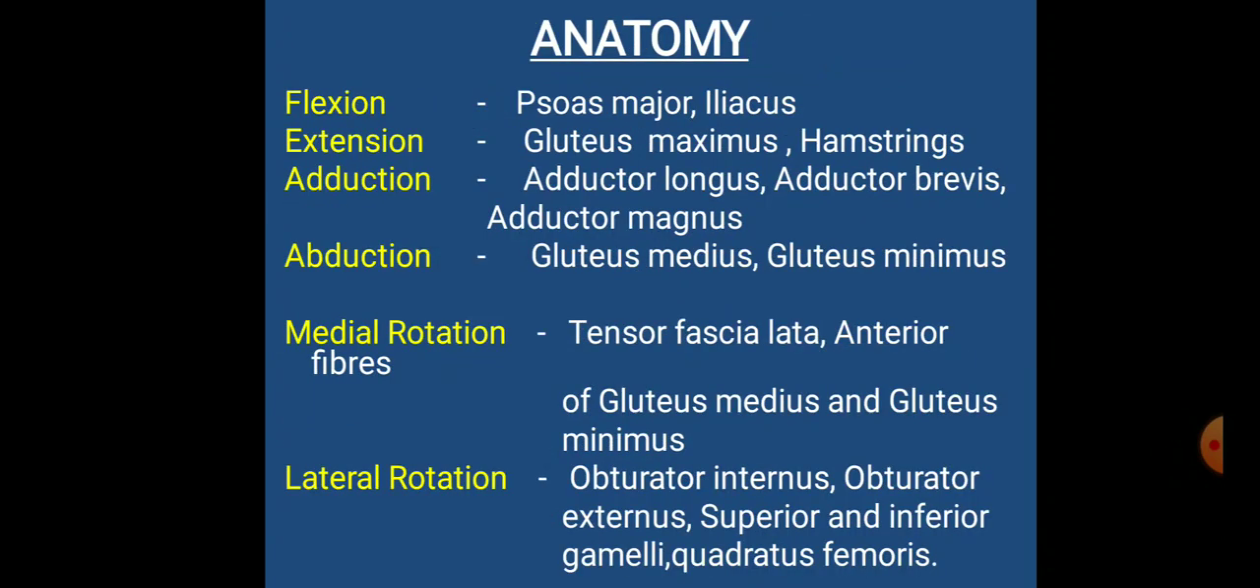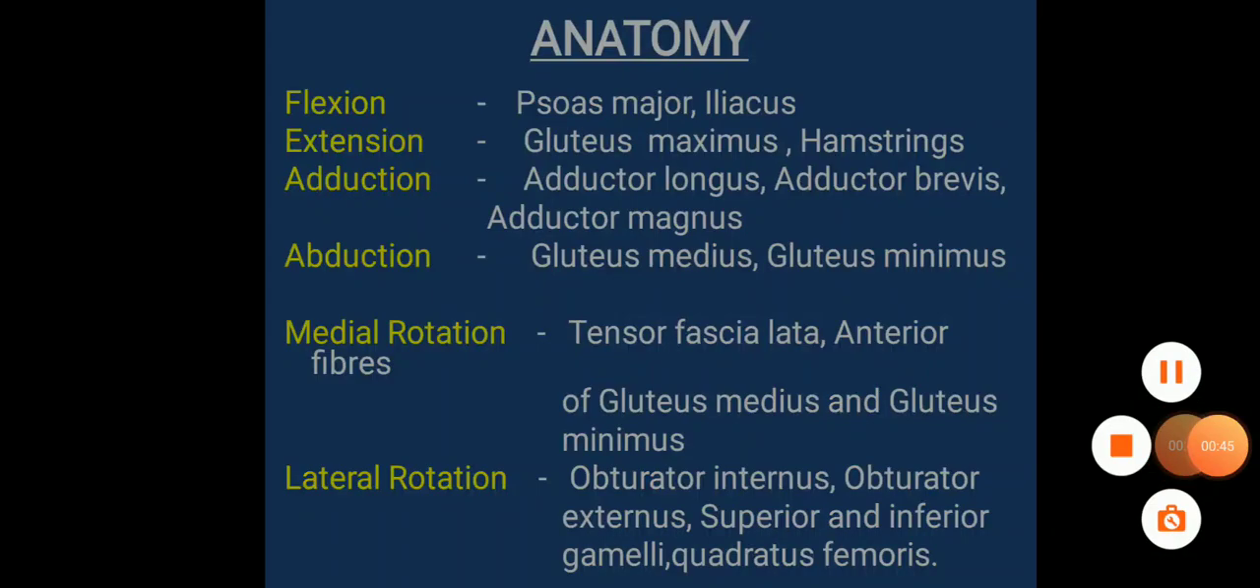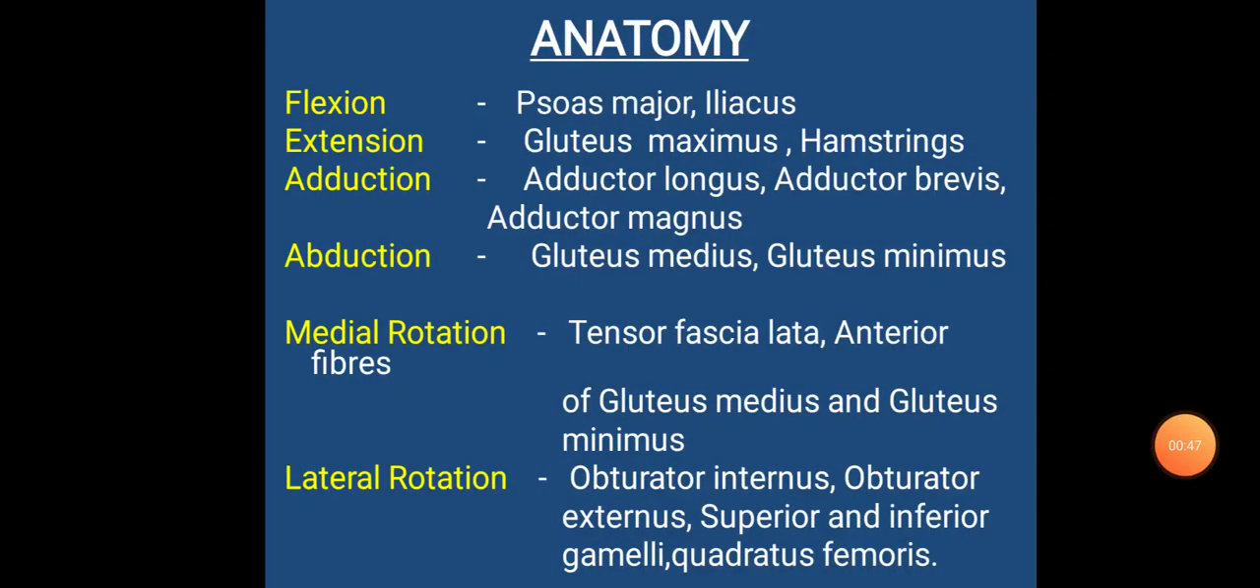So coming to the basic anatomy, you will have the major muscles which move your limb through its range of motion. Flexion is caused by psoas major and iliacus, extension by gluteus maximus and hamstring muscles, adduction by adductor longus, brevis and magnus, abduction by gluteus medius and minimus, and medial rotation by tensor fasciae latae and anterior fibers of gluteus medius and minimus. Lateral rotation is by obturator internus, obturator externus, superior and inferior gemelli and quadratus femoris.